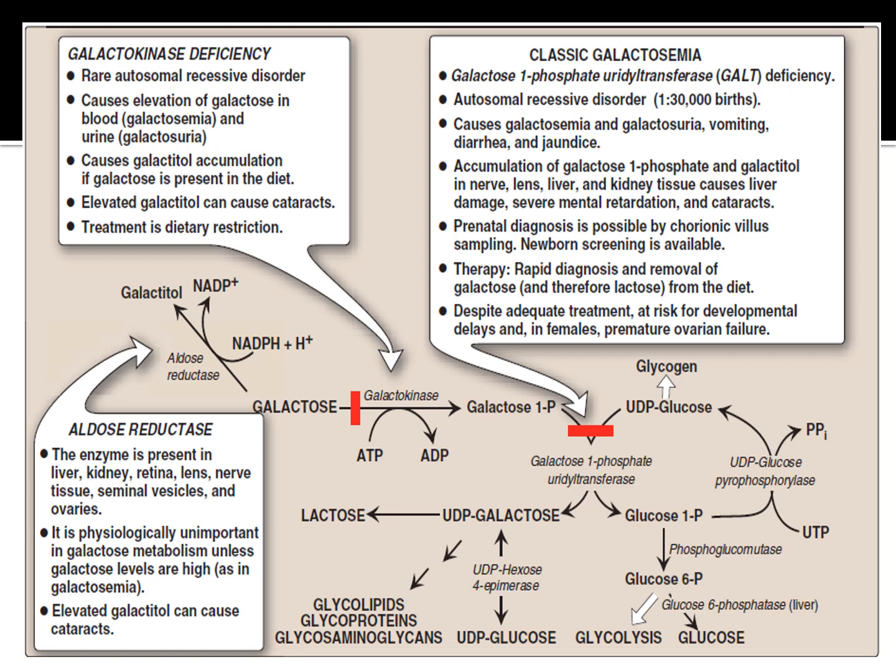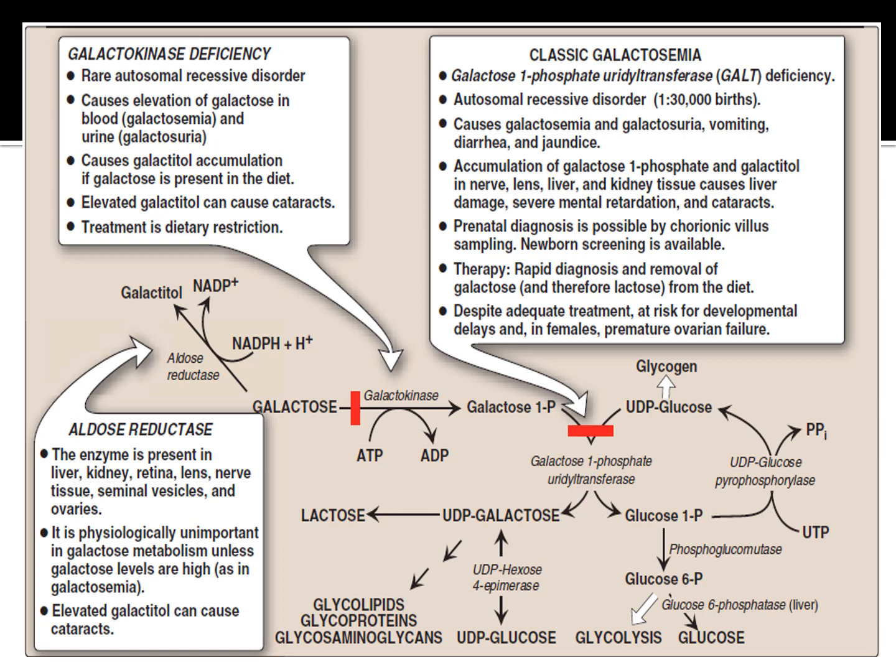Classic galactosemia is a deficiency of galactose 1-phosphate uridyltransferase, or your GALT deficiency. It is an autosomal recessive disorder and causes galactosemia and galactosuria accompanied by vomiting, diarrhea, and jaundice. Accumulation of galactose 1-phosphate and galactitol in nerve, lens, liver, and kidney tissue causes liver damage, severe mental retardation, and cataracts. Prenatal diagnosis is possible by chorionic villus sampling.